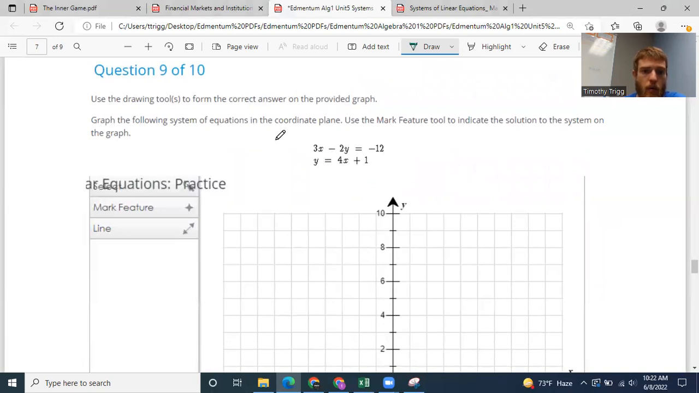Graph the following system of equations in the coordinate plane. Use the mark feature tool to indicate the solution on the system of the graph. Okay, so for this first equation, I want to get it into the slope-intercept form, y equals mx plus b. So I'm going to start by subtracting 3x on both sides of the equation. Subtract 3x, subtract 3x. So that's going to give us negative 2y equals negative 3x minus 12.